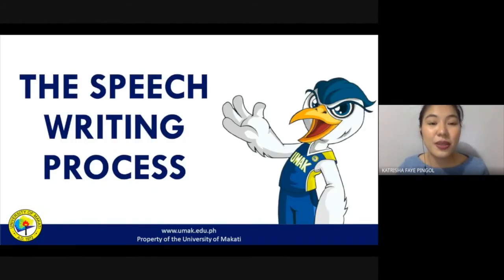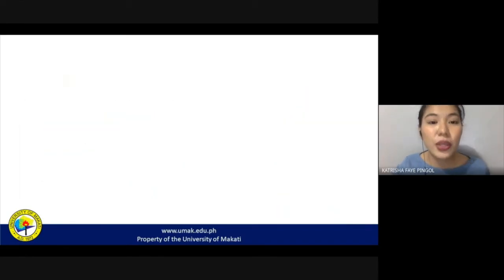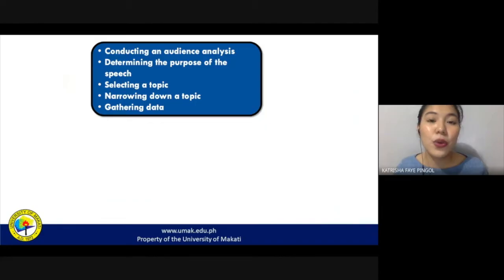Let us now proceed to the speech writing process. As speech writing is also an academic endeavor, it is not an easy task. It will require certain qualities, certain skills before you could even produce a good written speech. So what can we do? The first thing that you have to always remember, especially when your intention is to deliver it to an audience, to have a lot of people listening to it, okay, is to conduct an audience analysis.